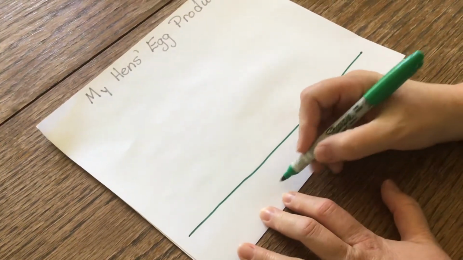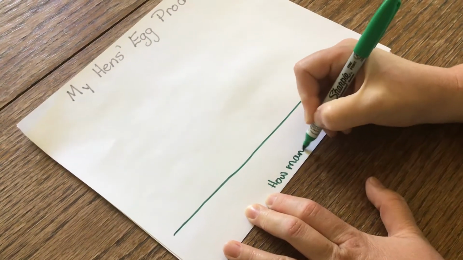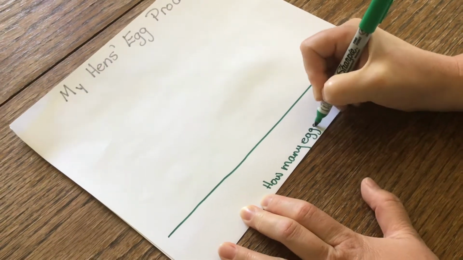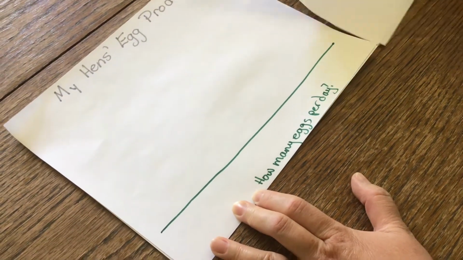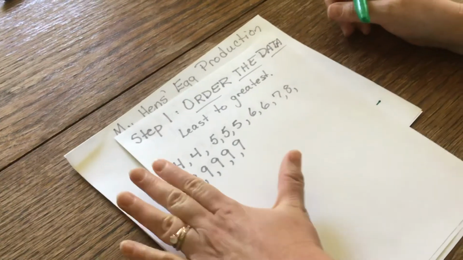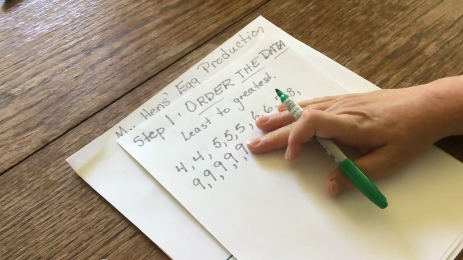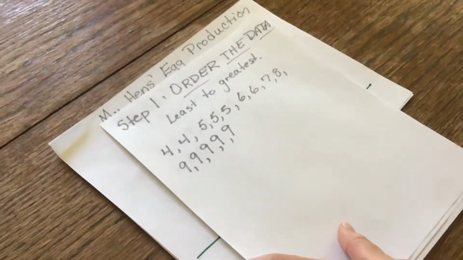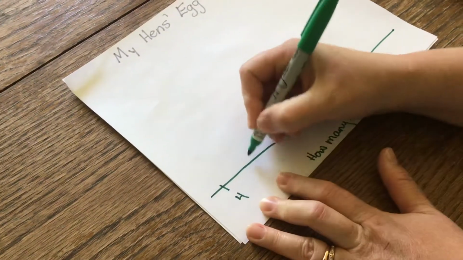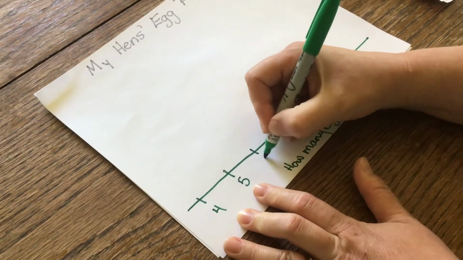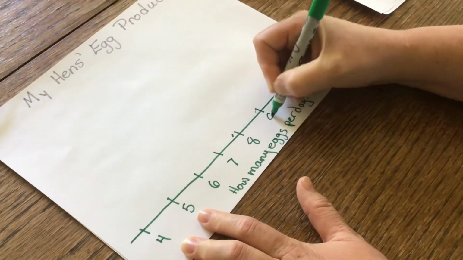Then I need a label down here. I'm going to be making a graph of how many eggs per day. Then I'll make some intervals. My numbers go from 4 up to 9, so I don't need to make my number line all the way down to 0, and I don't need to number past 9. So I'm just going to put the numbers on my number line from 4 to 9. So I've got 4, 5, 6, 7, 8, and 9.